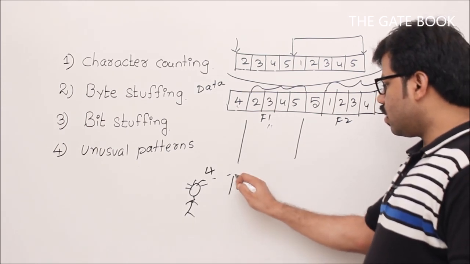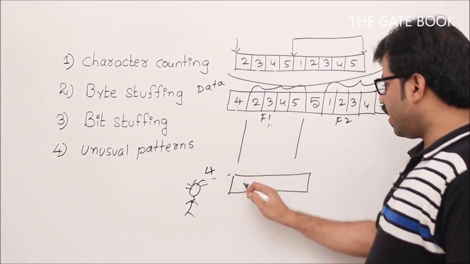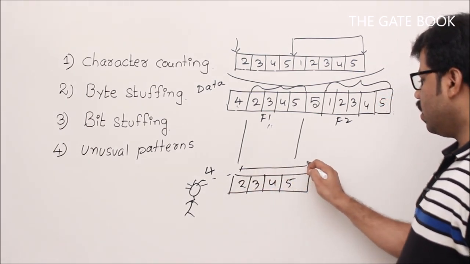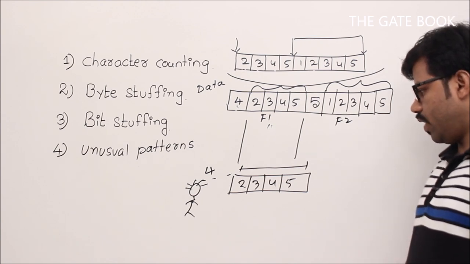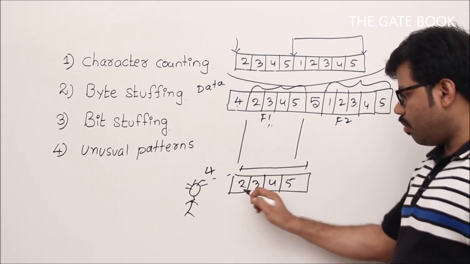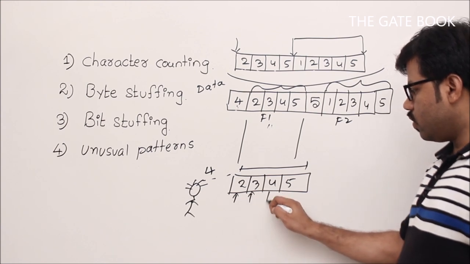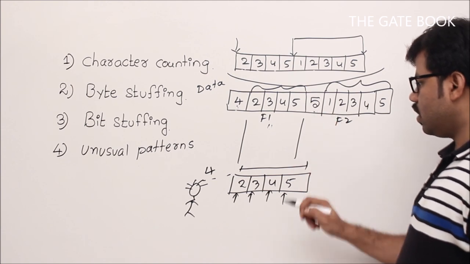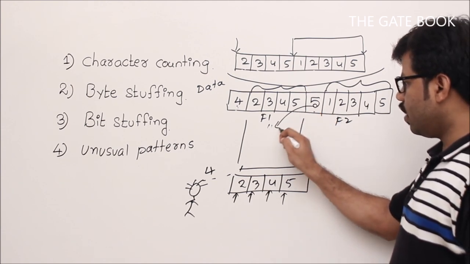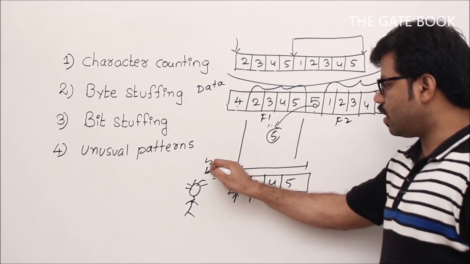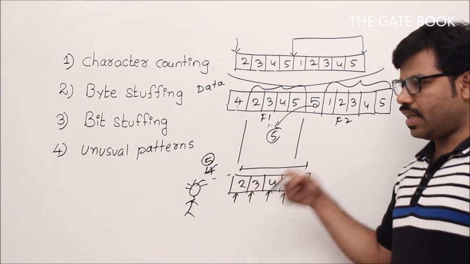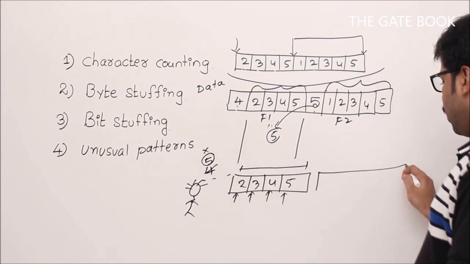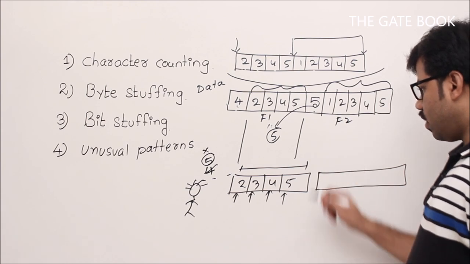Then he will imagine like this. That means he will take 2, 3, 4, 5 as one frame. Then he will keep on counting the number of characters which he got. So 1, 2, 3, 4, right? After 4 characters, now if the 5th character comes, then again this 5 is going to come. Whenever he gets 5, the receiver thinks that 5 means the next frame length is 5. Then he will ignore that 5 and form a new frame with exactly 5 characters.